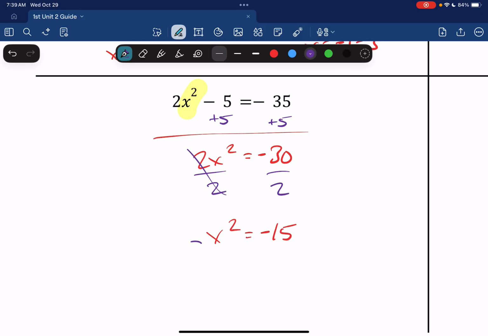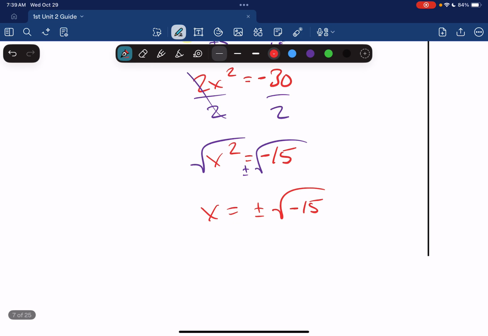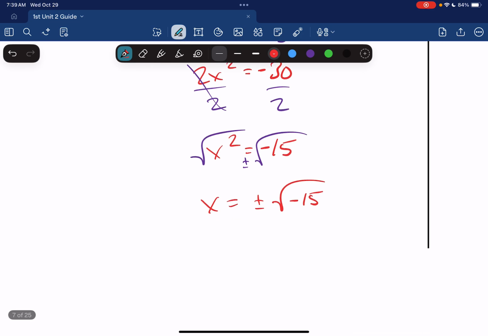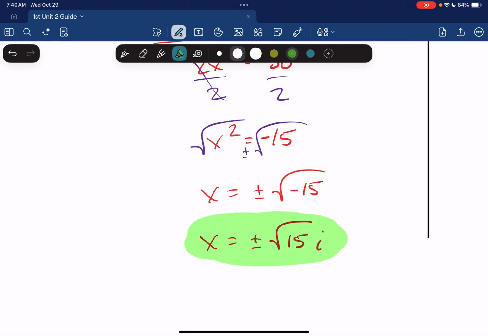Square term is alone, so I need to square root both sides. Don't forget that plus or minus. So I get x is equal to plus or minus the square root of -15. X is alone. Now I just need to see, how does this simplify? When I take the square root of a negative number, like we just did at the top of the page, I know that I have an i. So x is equal to plus or minus the square root of 15, i. And the square root of 15 can't be simplified any further. So that is my final answer. Final 2 answers.